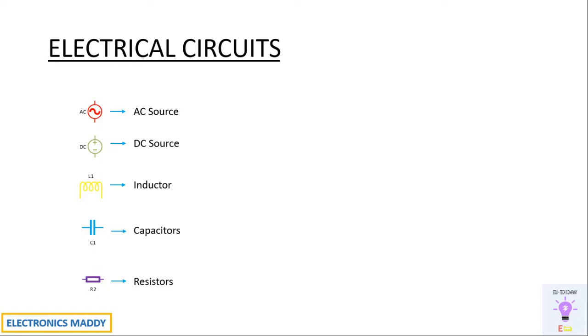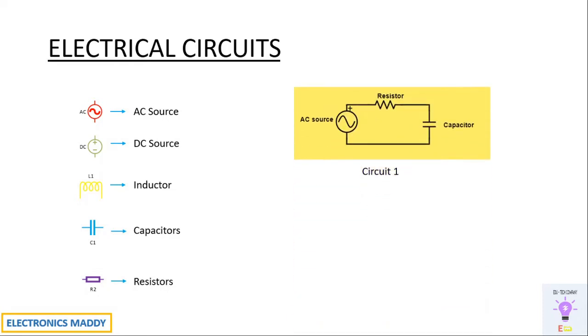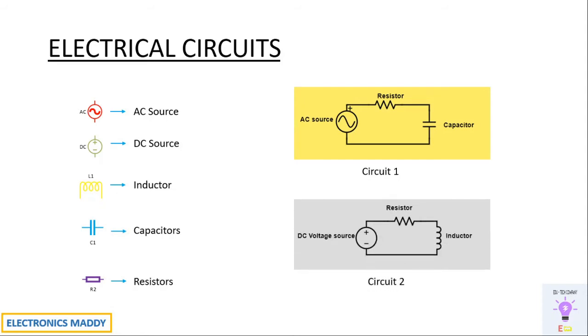For example, to get a pictorial representation of how an electrical circuit looks like, this is circuit 1. You have an AC source that is connected in series with a resistor and a capacitor. This is called an electrical circuit because this is a combination of the components that are already shown here. Let us have another circuit. This is a DC source connected in series with a resistor and inductor. It's again an electrical circuit because it is a combination of these components. Basically, a combination of these components in some form is called an electrical circuit.